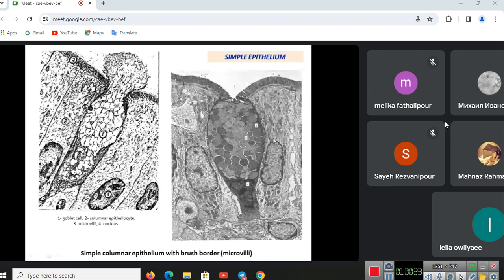Golgi complex should be above the nucleus, and some mitochondria and rough endoplasmic reticulum. Rough endoplasmic reticulum here is to produce the enzymes which will make the last stage of the breaking down of food molecules. And second type of cells is goblet cell. Goblet cell is here and here.